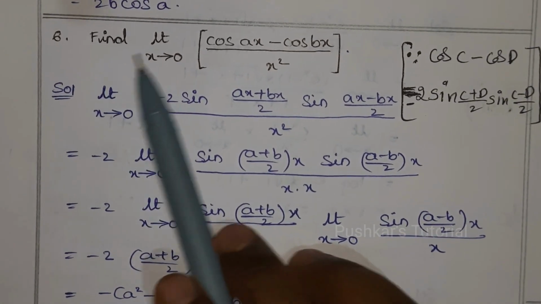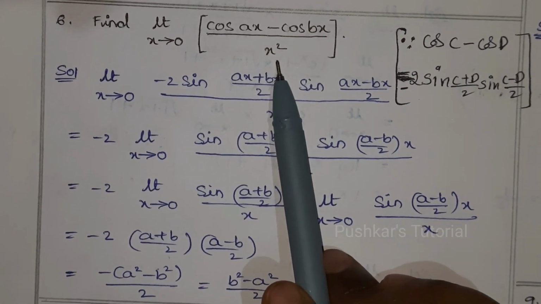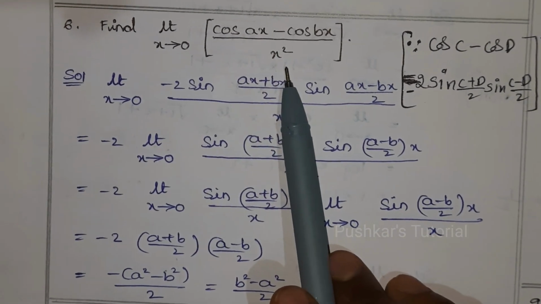Next problem. Find the limit as x tends to 0 of (cos ax minus cos bx) by x square. This problem will again come in the continuity chapter also, for 4 marks. So either it is 2 marks or 4 marks.